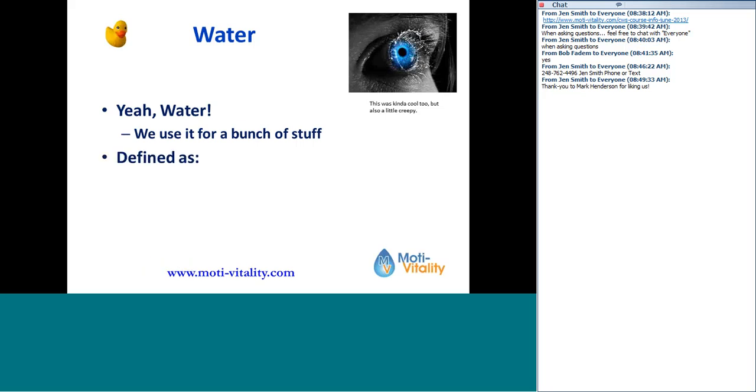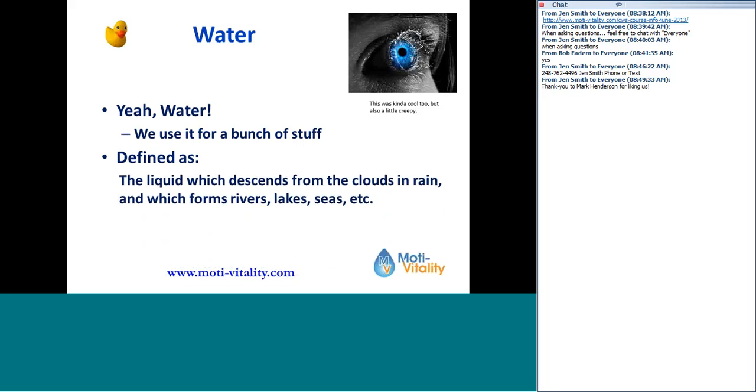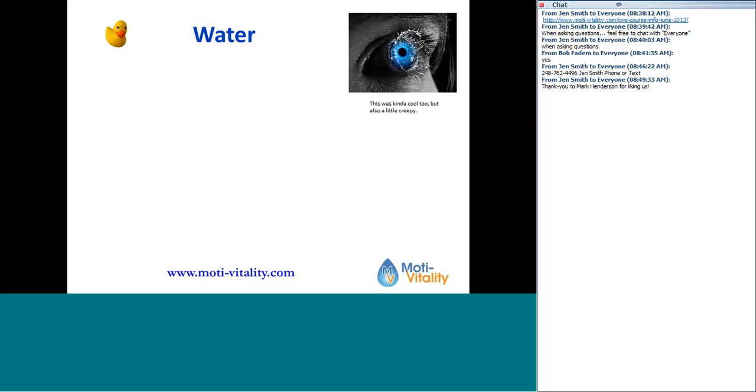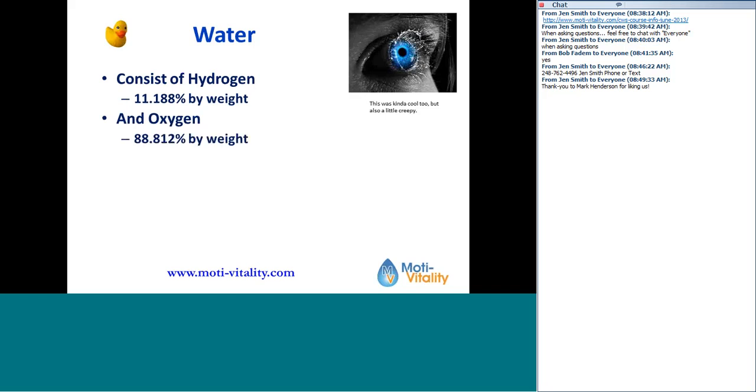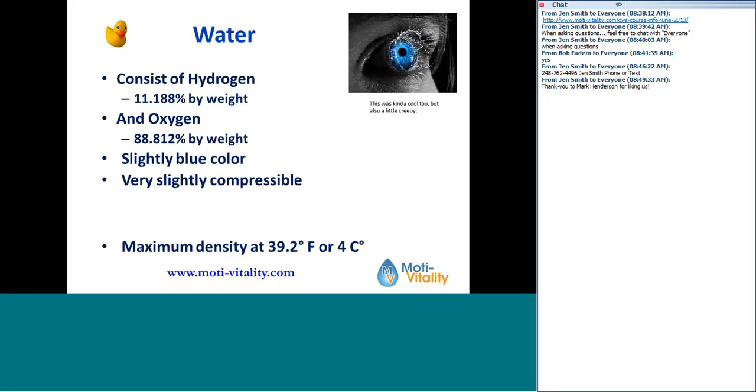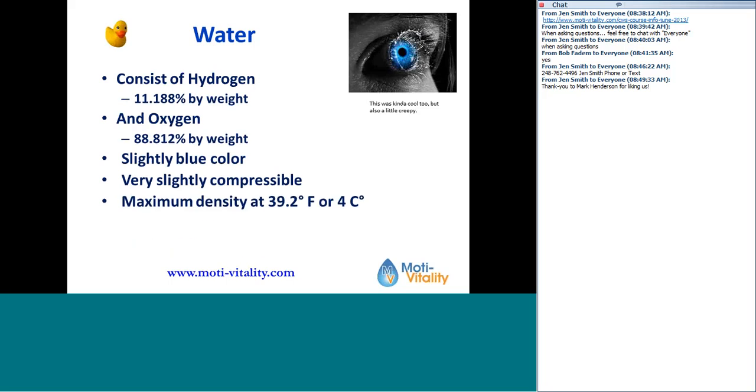So here's the official definition. This is what water is. It's the liquid which descends from the clouds in rain and which forms rivers, lakes, seas, etc. It consists of hydrogen, that's 11.188% by weight, and oxygen, which is 88.812% by weight, has a slightly blue color to it. It's very slightly compressible, and it has a maximum density at 39.2 degrees Fahrenheit or 4 degrees Celsius.